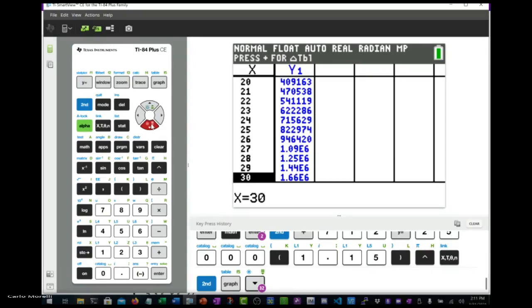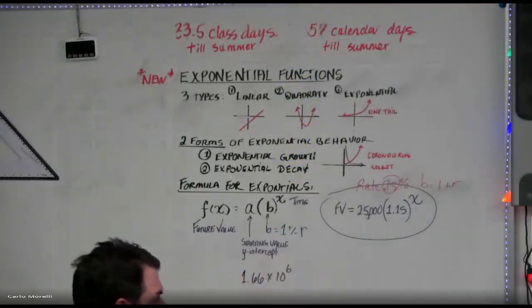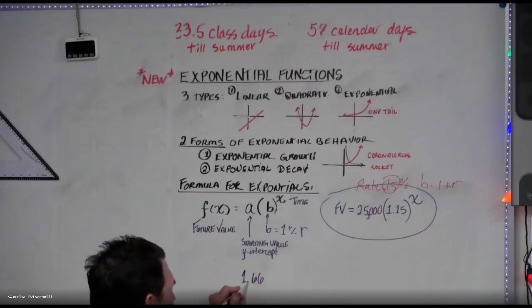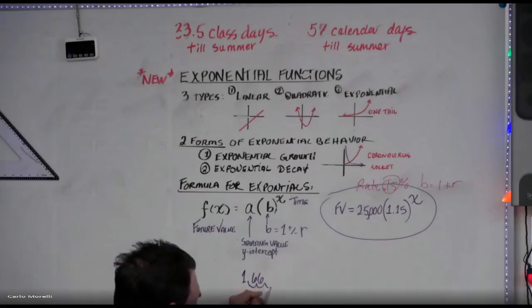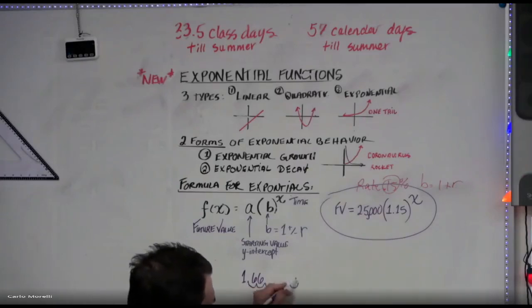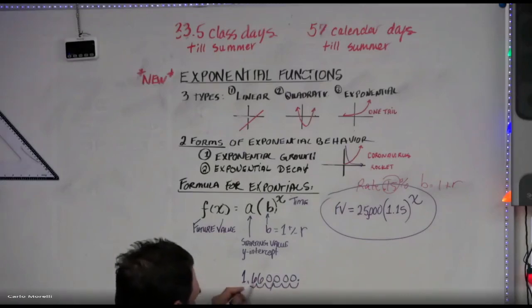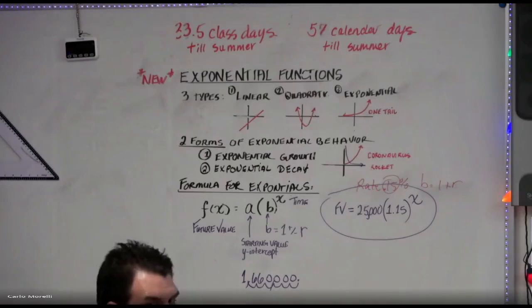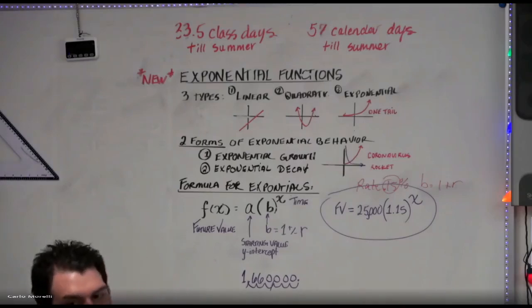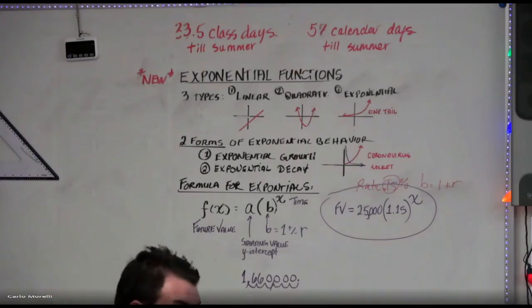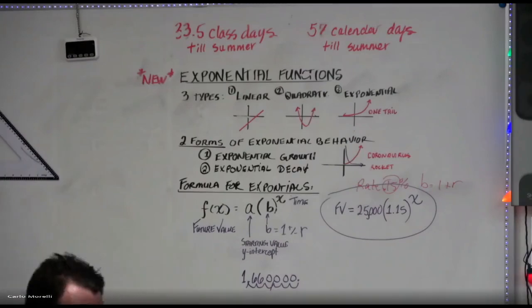That's what E6 means. Let's go back up to the board real quick just so we understand this. So what you're doing is you're going to take this decimal point and go 1, 2, 3, 4, 5, 6. 0, 0, 0, 0. So it's $1,660,000. Yeah, 1.66 million. Wow. So think about that, guys. You put in 25,000. You left it in for 30 years. At the end of it, you had $1.6 million.